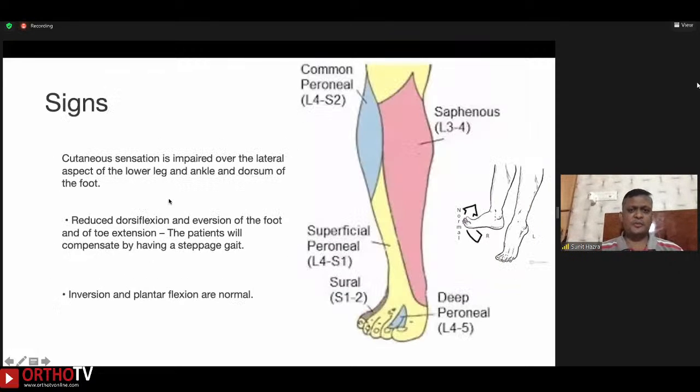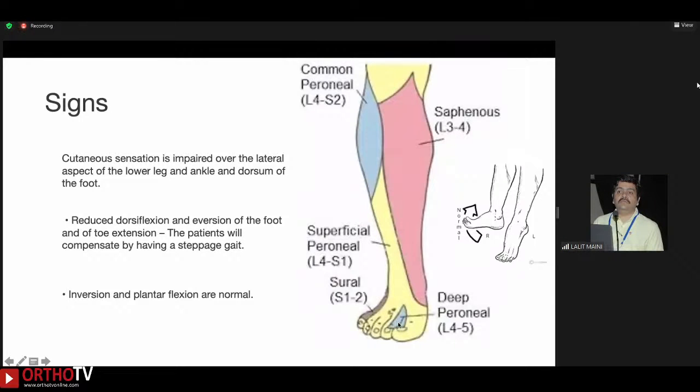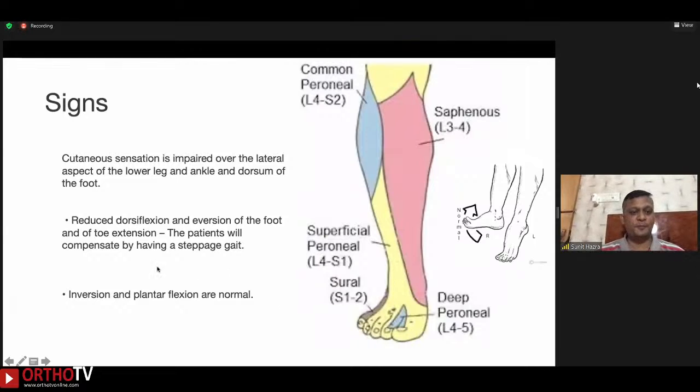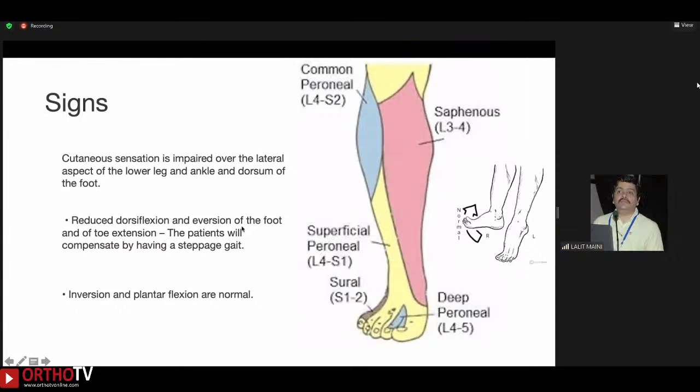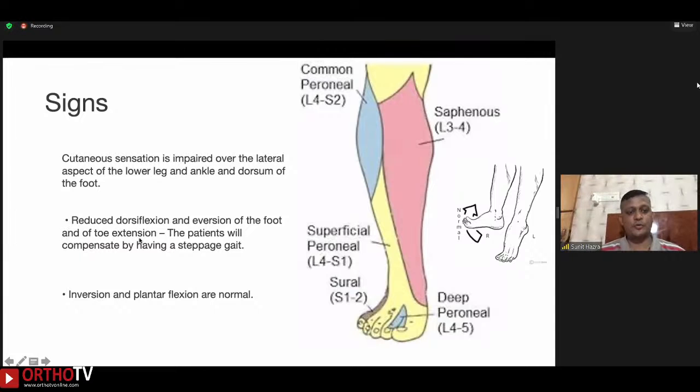As far as the signs of common peroneal nerve palsy are concerned, cutaneous sensation will be impaired over the lateral aspect of the lower leg and ankle. As you can see here, this is the area supplied by the superficial peroneal nerve, and this is the deep peroneal nerve. The first ray is supplied only by the deep peroneal nerve. So sensation will be impaired in these areas, and there will be reduced dorsiflexion and eversion of the foot and toe, and toe extension will also be absent.